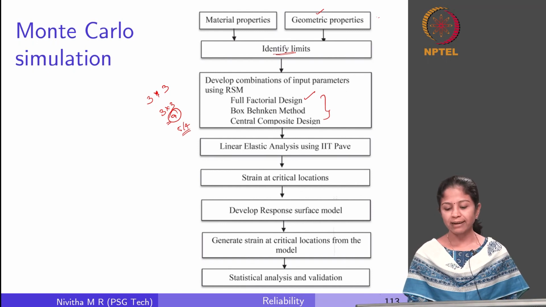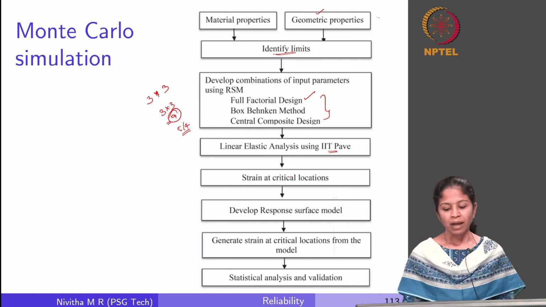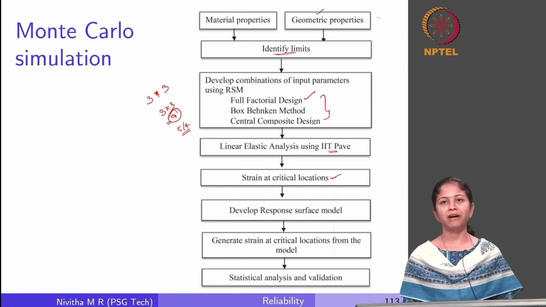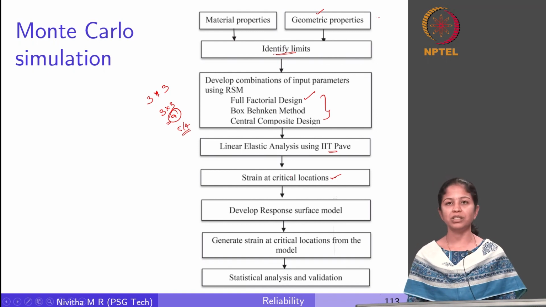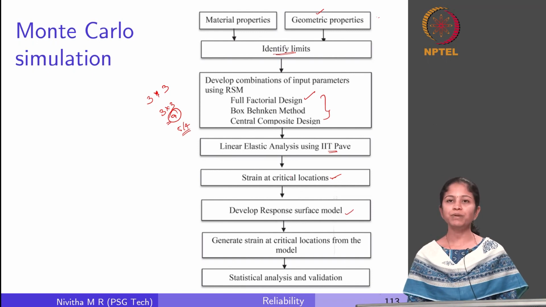Then we use a linear elastic analysis using IITPAVE. We calculate the critical strains corresponding to each of the combinations, and then we identify the strain at critical locations. It is not necessary that we compute the strain only at critical locations. We can do it for multiple locations and identify which is the critical strain. Using these, we develop a response surface model which will show us the variation of critical strain with respect to the input variables.